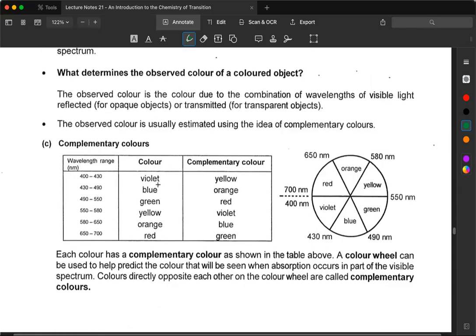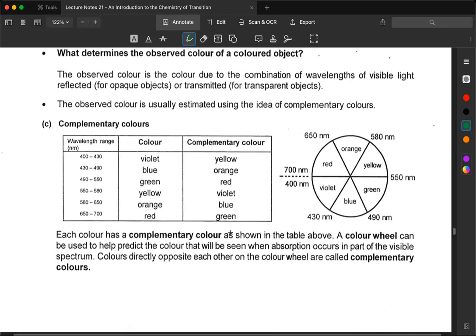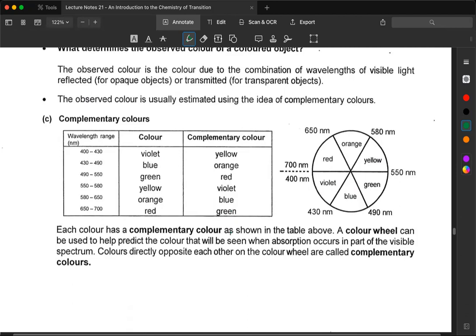All right, so if a substance absorbs violet, then it will reflect yellow, blue, orange, green, red. Complementary colors are the ones opposite each other in this spectrum: violet, yellow; orange, blue; red, green. Each color has a complementary color as shown in the table above. A color wheel can be used to predict the color that will be seen when the absorption occurs in part of the visible spectrum. Colors that are directly opposite each other are called complementary colors.